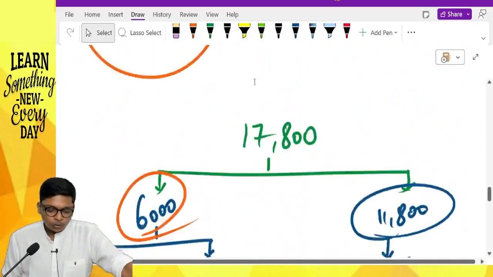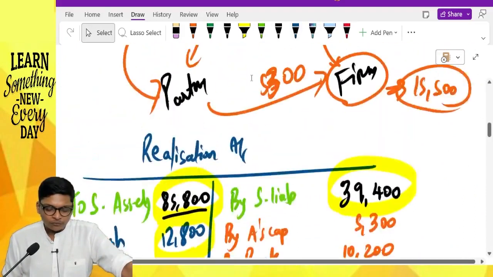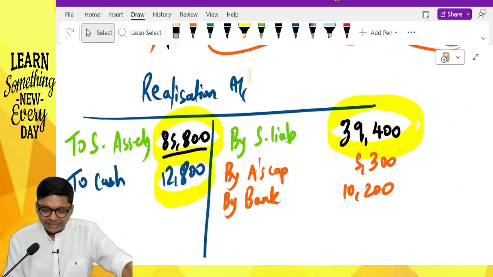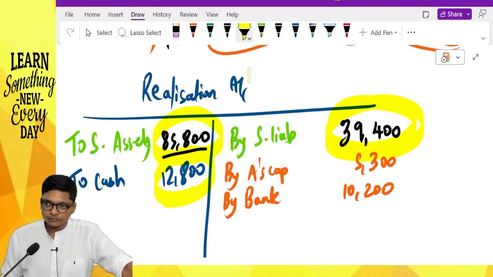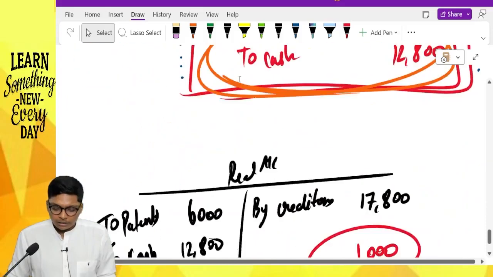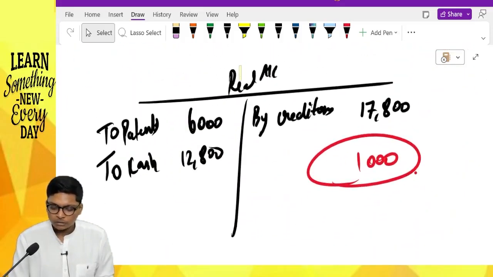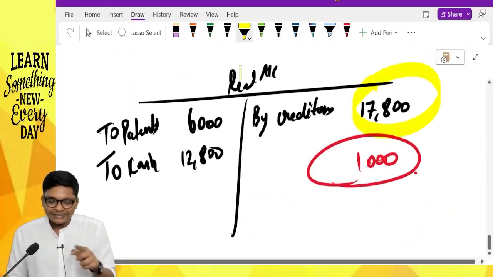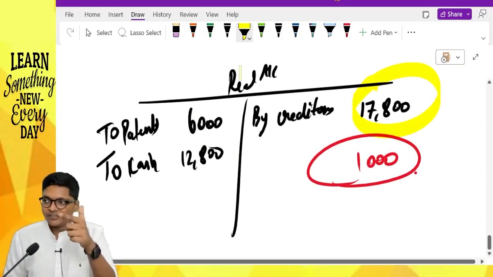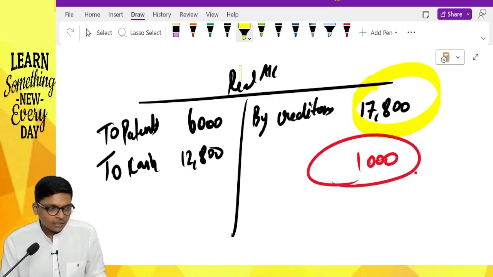In your notebook, you have creditors of total liabilities 39,400. Correct? In the 39,400, 17,800 is what? Creditors. In the 17,800 adjustment, we have completed it. We have done the settlement also, transfer and settlement. Correspondingly, how was this 17,800 settled?